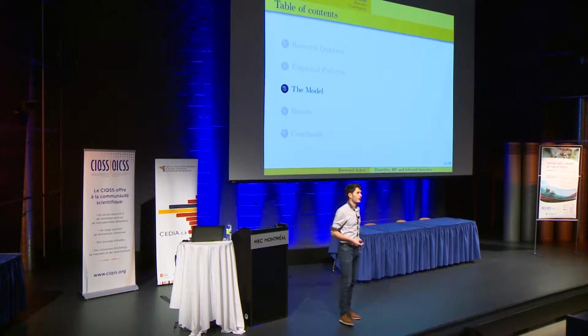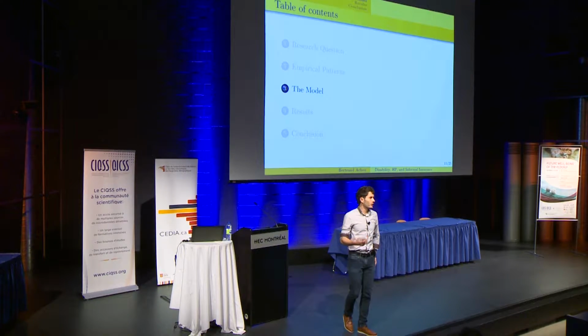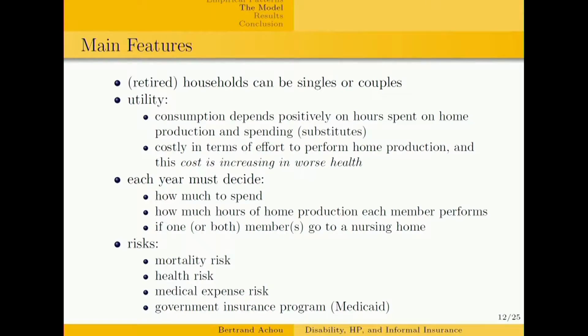Let me now go a bit through the model and the way I'm trying to model these different patterns. I'm not going to go into all the details and equations, but the main idea is that retired households here can be singles or couples, and you can transition from couples to singles. Your spouse may die at some point, or you may die before your spouse dies. So there are death shocks here.